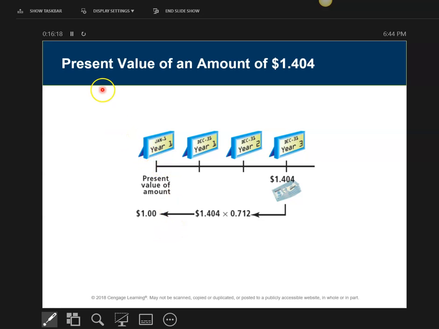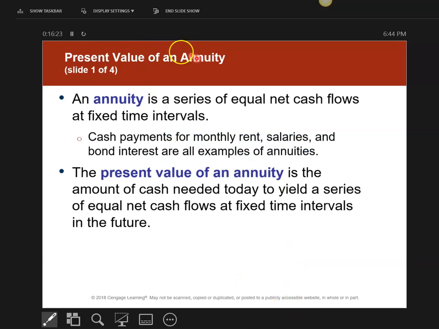There's two different present values here. The second one is going to be called the present value of the annuity. So an annuity is nothing more than a series of equal cash flows. You pay your car note. That's an annuity. You pay your rent. These are all annuities because you pay the same amount every month. So we're going to look at the same thing called the present value of the annuity.